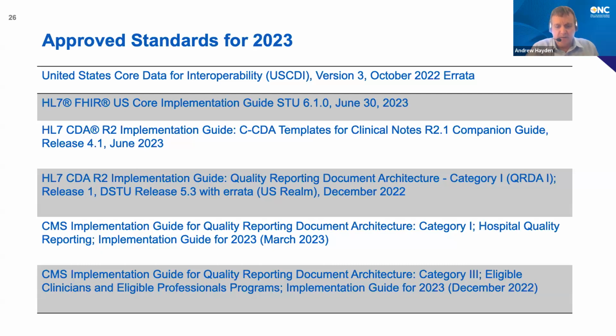Here are the actual standards. As you can see, we have the 3 related to US CDI v3 and moving industry towards consistent implementation of US CDI version 3. We've got the latest US Core IG, the CCDA companion guide, release 4.1, that was released in June. We've got the 3 annual updates to QRDA as well that I just discussed. And we are advancing the most recent versions of those annual updates that relate to the CMS quality reporting program. Next slide, please.